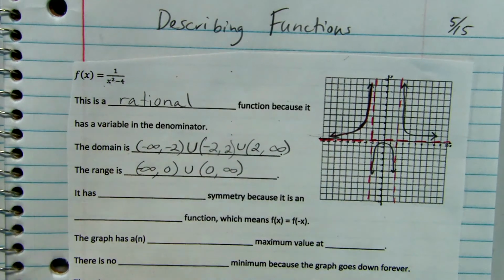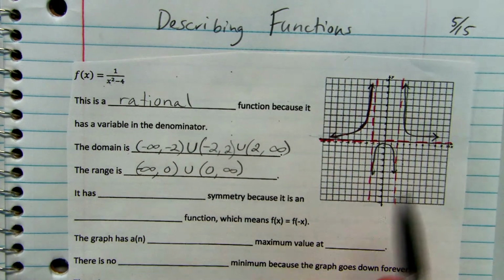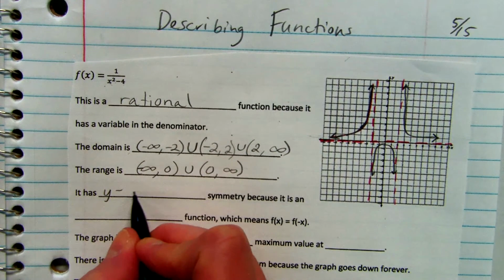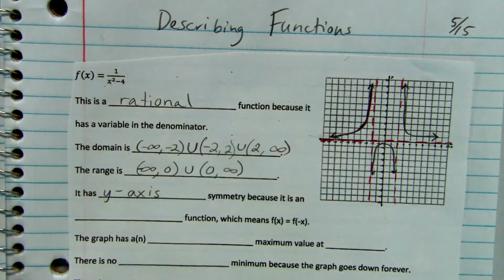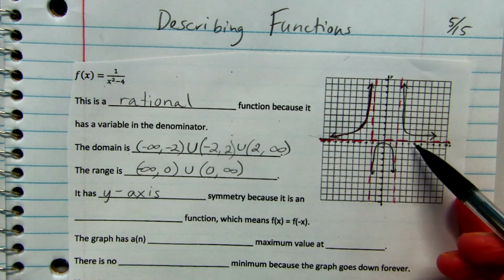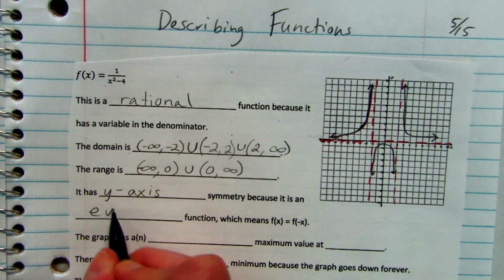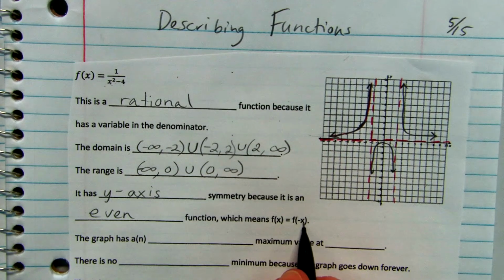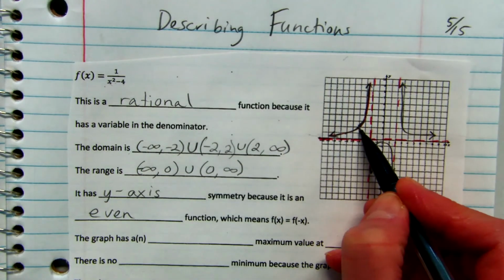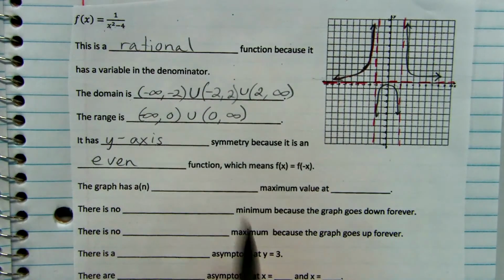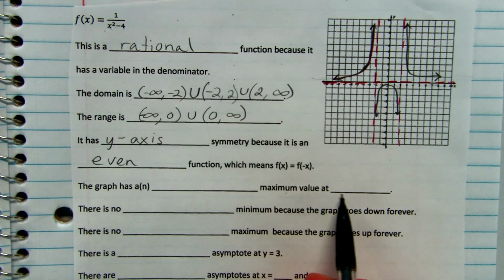All right, so what kind of symmetry does it have? Y-axis symmetry, good. Okay, y-axis symmetry. Because it is an even function, which means that f of x equals f of -x. So what that means is basically whatever the negative x is and the positive x, they're going to have the same y values. Okay, the graph has a blank maximum value at blank.